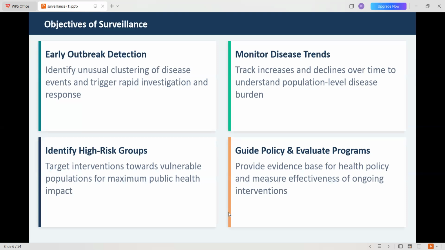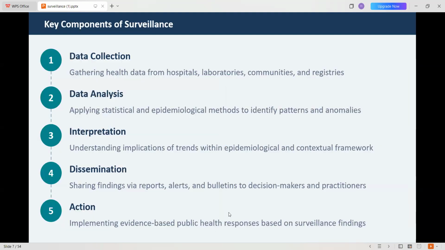The objectives of surveillance are early outbreak detection: identify unusual clustering of disease events and trigger rapid investigation and response. Monitor disease trends, track increases and decline over time to understand population-level disease burden. Identify high-risk groups, target interventions towards the vulnerable population for maximum public health impact. Guide policy and evaluate programs, provide an evidence base for health policy and measure effectiveness of ongoing interventions.